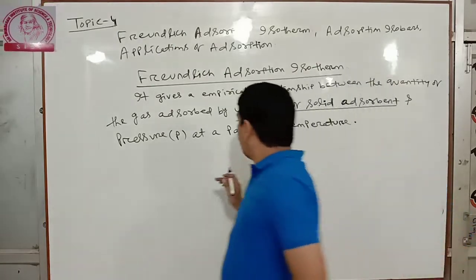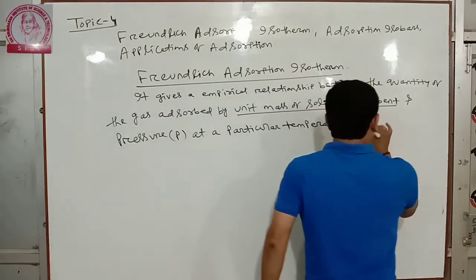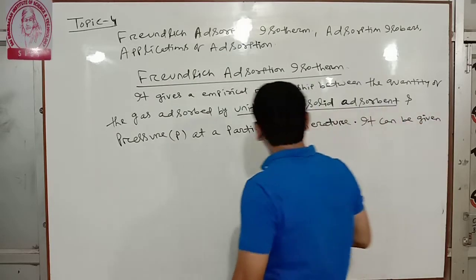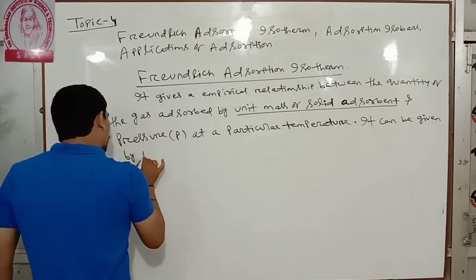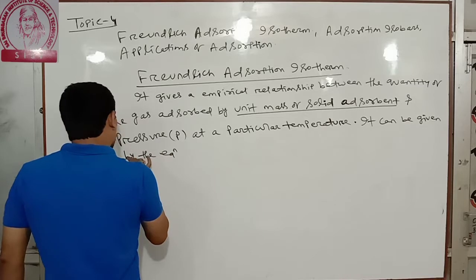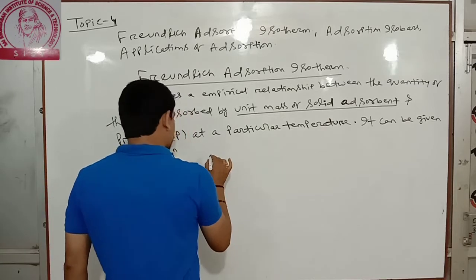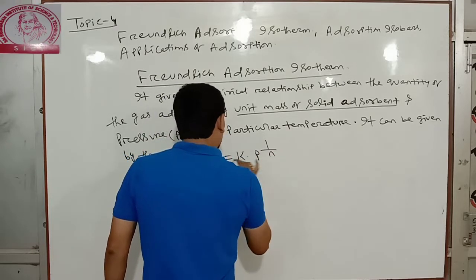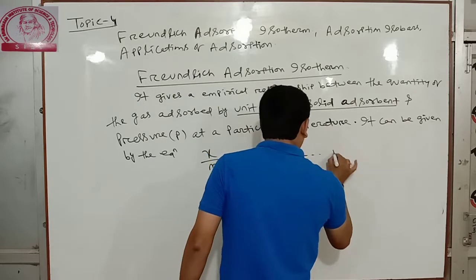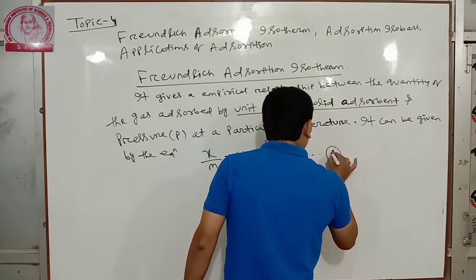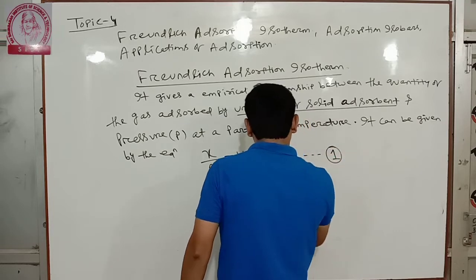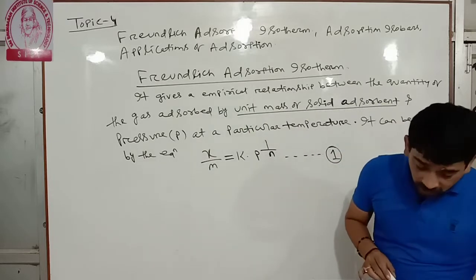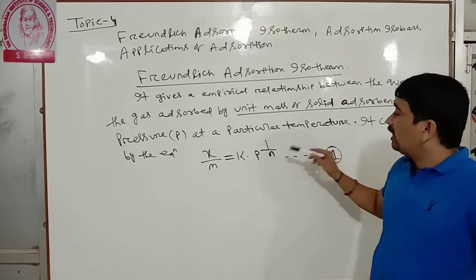Suppose it can be given by the equation: x by m equal to k times P to the power 1 by n.